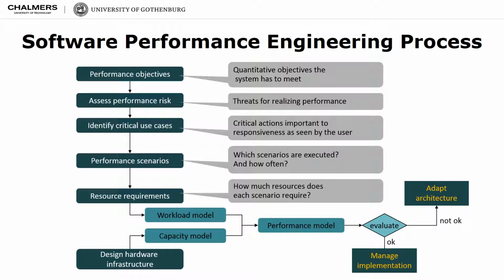And by combining the workload model and the capacity model, we can build a performance model. Analyzing the performance model will then tell us whether the current architecture design does or does not meet its quality objectives. Ideally, this analysis also tells us where in the systems are the bottlenecks. These are the places where we may need to change the design.